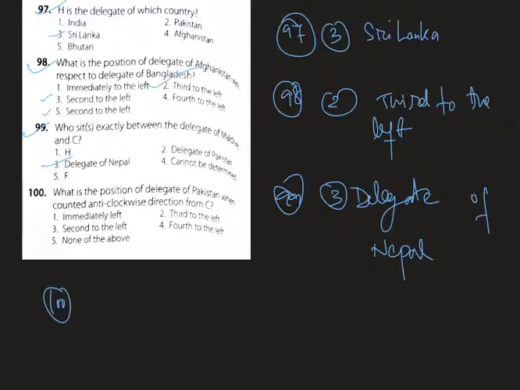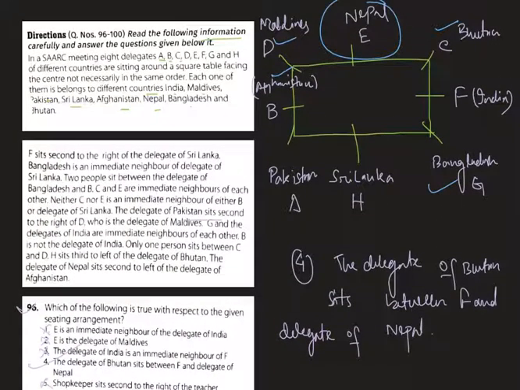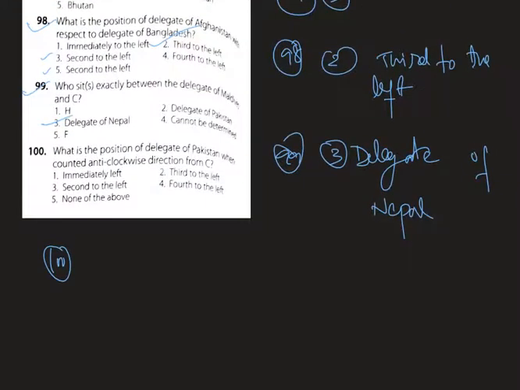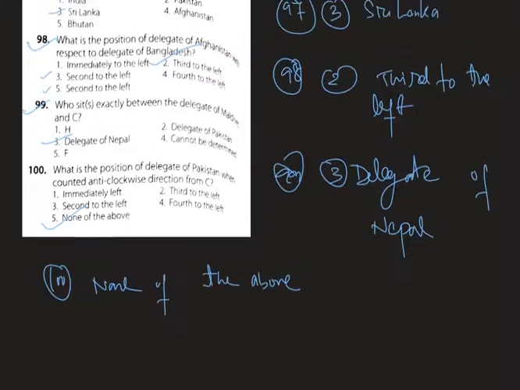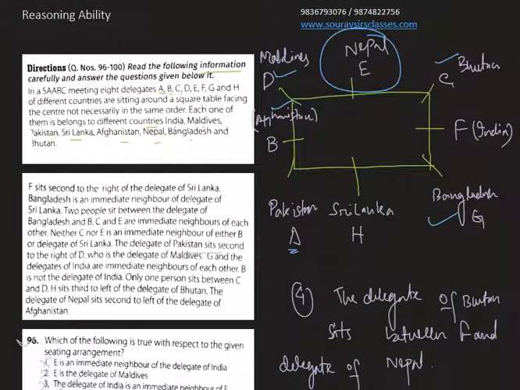Lastly, what is the position of the delegate of Pakistan when counted in anti-clockwise direction from C? If we count in anti-clockwise direction from C, then the delegate of Pakistan is fourth to the right of C. 1, 2, 3, 4. Therefore, the correct answer is option 5, that is none of the above. So we have solved all the questions from this sitting arrangement question.